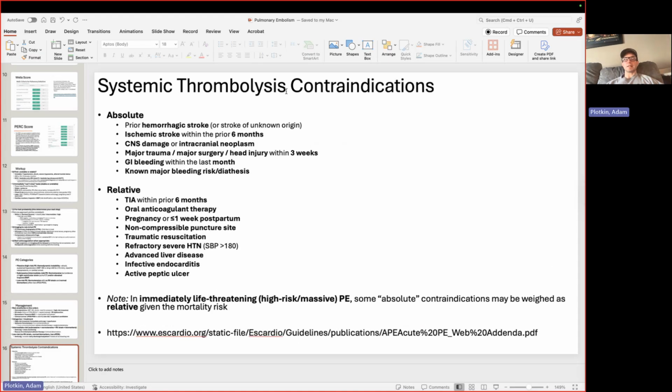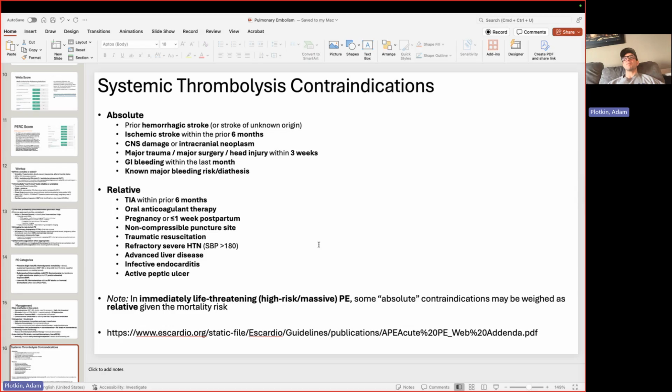So systemic thrombolysis contraindications. The absolute ones are prior hemorrhagic stroke, ischemic stroke within the last 6 months, underlying CNS damage or an intracranial neoplasm, major trauma, surgery, or head injuries within 3 weeks, GI bleeding within the last month, or known major risk of bleeding. Okay. Here are some of the relative contraindications. I'll let you take a look at those.